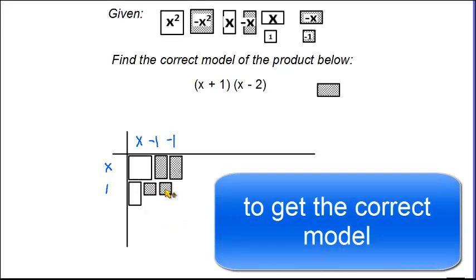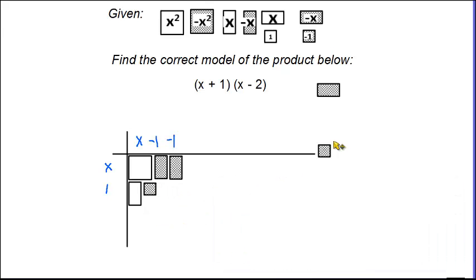So to better model, instead of using this representation of x, 1 times x, which is positive x, I'm going to use this representation. Then 1 times negative 1 is negative 1. 1 times negative 1 is negative 1. And this will be the model of the product x plus 1 and x minus 2. Note that the result represents a rectangle.